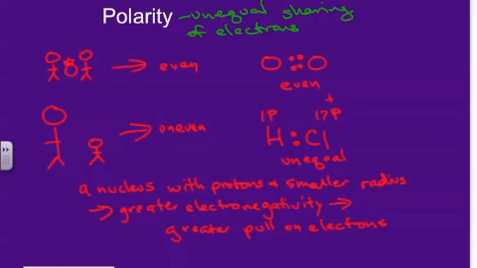Protons again are positive, but electrons are negative. So there's a stronger pull by these 17 protons on these 2 shared electrons than there is by this single proton over here. So what happens is that these electrons spend more time with chlorine.